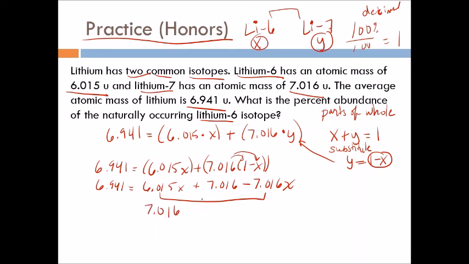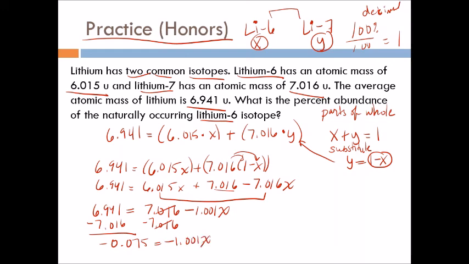So now we have the 7.016 minus the 1.001x. Then all we have to do is subtract this from both sides. That's going to cancel. And we get negative 0.075. That's still equal to this negative. And hey, look at that, two negatives.